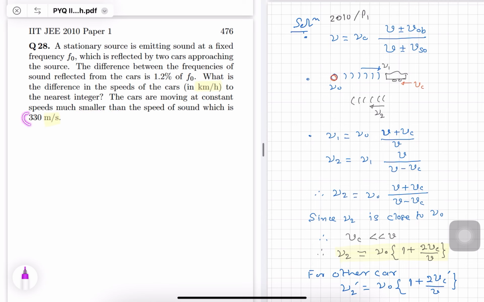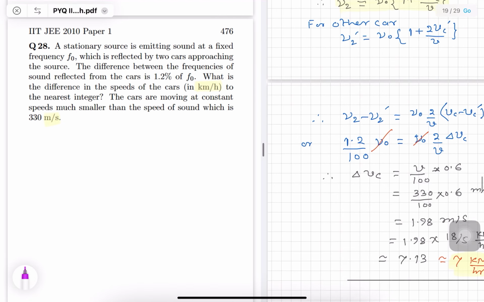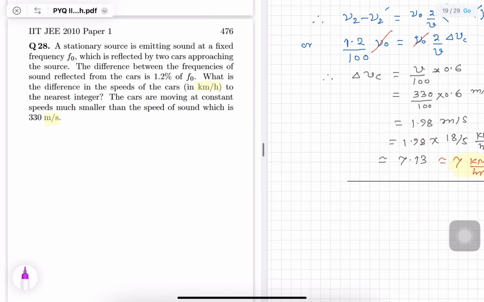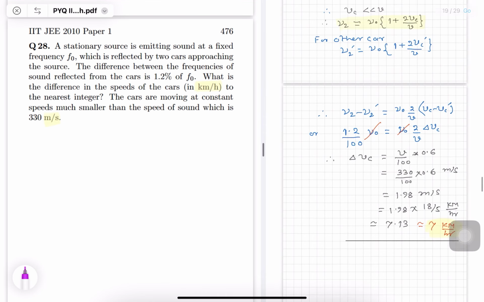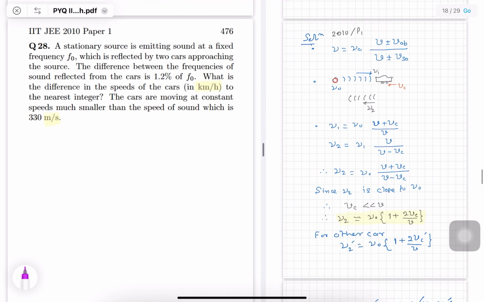And the speed of sound in air is 330. Try and then check the solution. This kind of problem may be repeated. And the solution comes out to be around 7 km per hour. The answer should be 7 km per hour. Let us see how it should be solved.